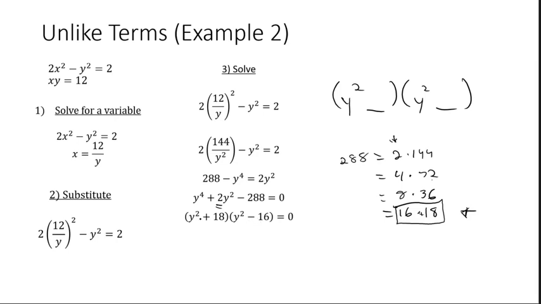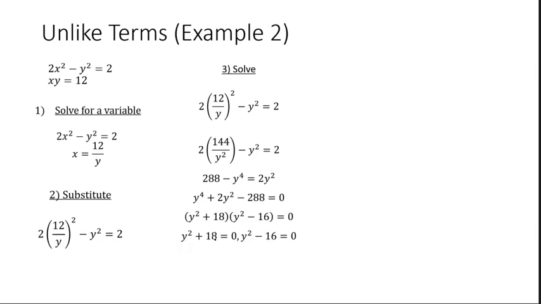So we now have those two expressions multiplied together equaling 0. So we can set y squared plus 18 equal to 0 and y squared minus 16 equal to 0. So we can solve both of these for y. So the first one, we just subtract 18 to get y squared equals negative 18. Second one, just add 16 to both sides. We get y squared equals positive 16.